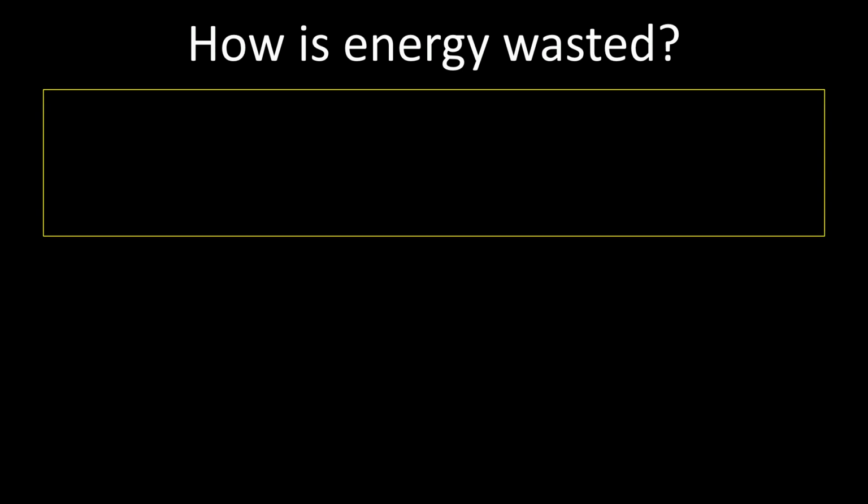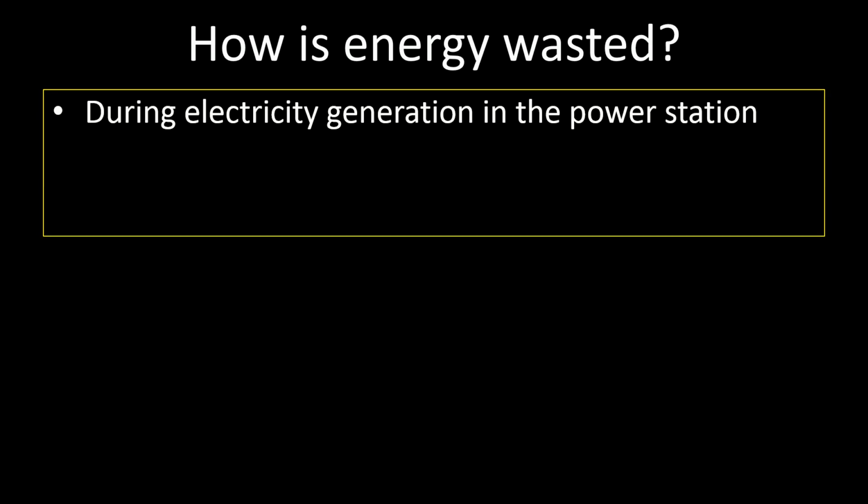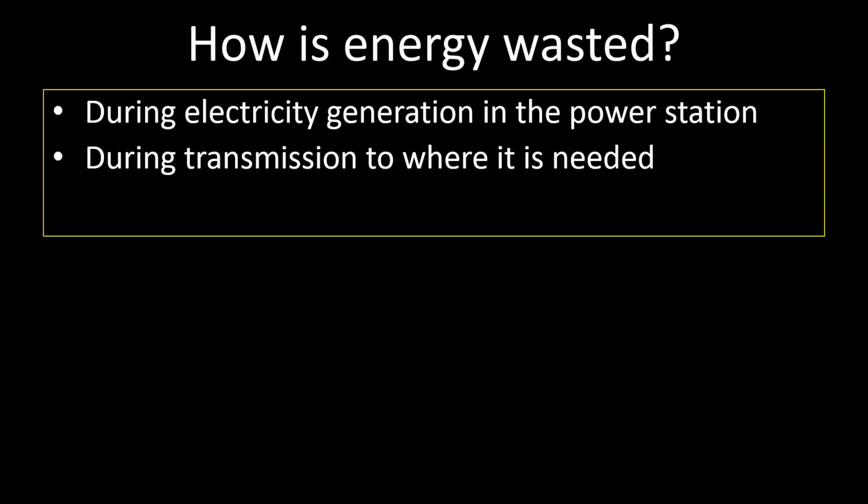So, three main ways that energy is wasted if we're talking about electrical energy being generated in power stations. First of all, during the generation, so when you use the power station to transform one type of energy into electrical energy. To understand that, you need to know about all the different types of power station. We're not going to talk about those in this video, so that would be a separate thing for you to learn. But if you do understand that, it will help a lot with this stuff.